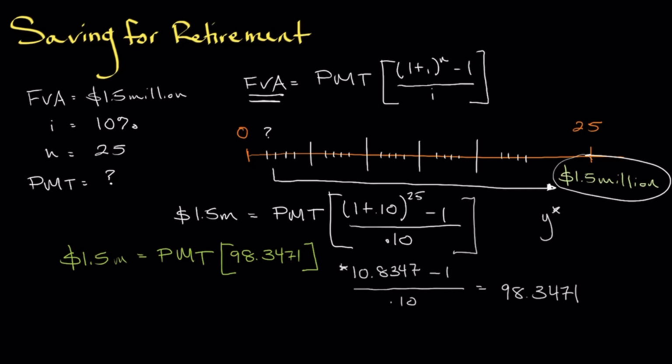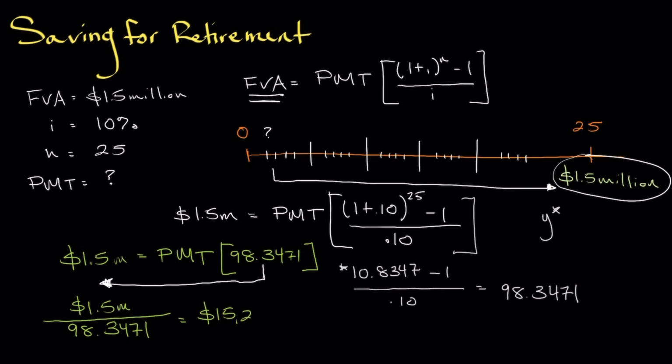In order to solve, we have to isolate what we're solving for. So what we would do is we would take this 98 and we would move it over here. And as a result, that changes the expression. So instead of being multiplied, now it's divided by. So that would mean that we're going to take this $1.5 million and we're going to divide it by 98.3471. Now, once you do that, then we just have to do basic division here, and our end result should be $15,252.10, rounding to the nearest hundredth, of course, which I've already done here.